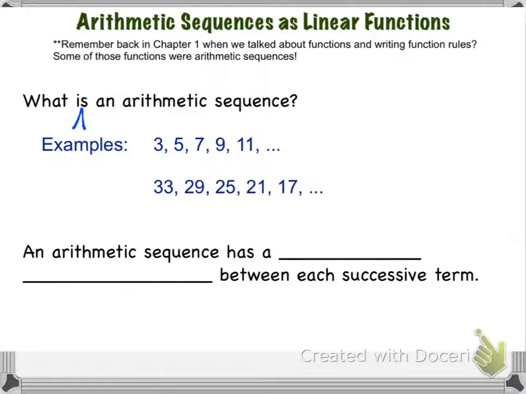All right, so now we're doing arithmetic sequences. This is the thing that looks very similar to what we did in Chapter 1. You may also hear these called arithmetic progressions. So some standardized tests will have something like that.